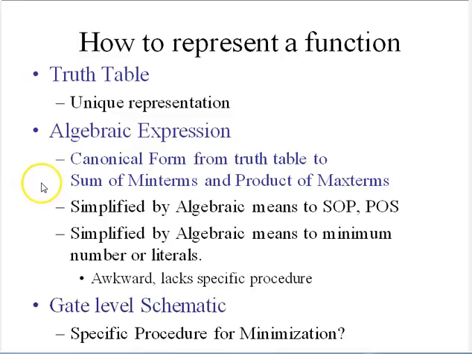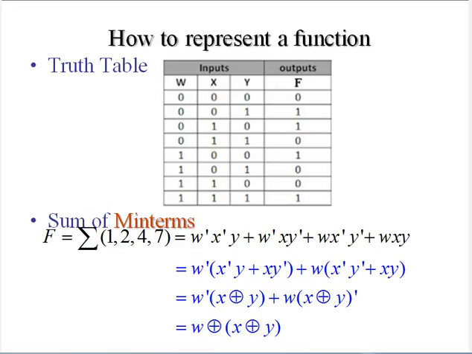We can then use our Boolean algebra postulates and theorems to reduce that algebra to sum of product terms or product of sum terms, or other means to minimize in terms of perhaps the minimum number of literals. It's a difficult process, sometimes awkward, and does lack procedure. So what we're seeking is, can we find a specific procedure for the minimization?